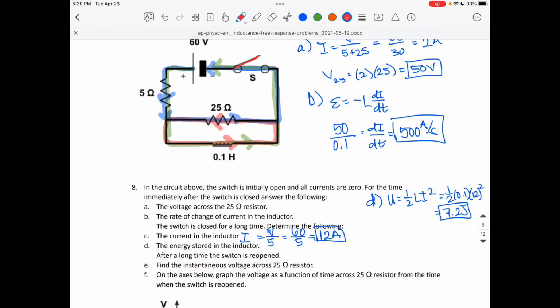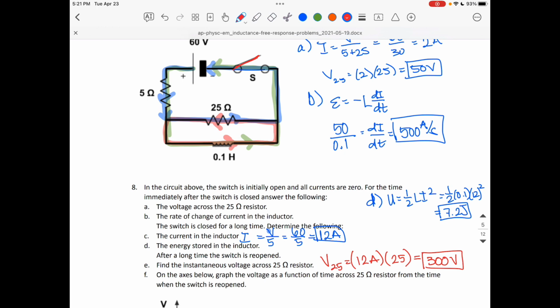So to solve that, we start with the 12 amps of current going through it because the current doesn't change at the instant it's reopened. And then we've got the 25 ohm resistance. So that's V equals IR. And you end up with 300 volts going through the 25 ohm resistor, which is quite a bit more than what the battery provided.